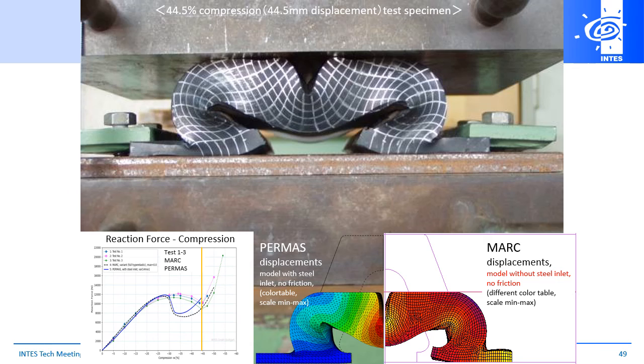Both analyses were calculated without friction and seem to be quite similar. Differences to the tests are obvious and need a separate discussion to assess the influence of material parameters, model dimensions, boundary conditions, etc.